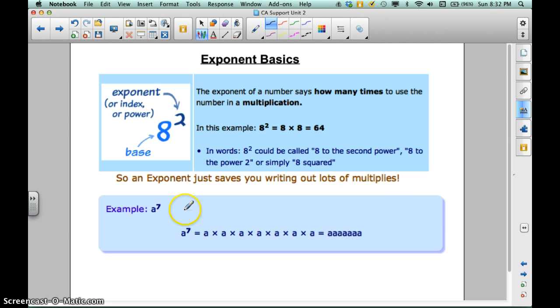For instance, a to the power of 7. It doesn't matter that there's a variable, a letter, as the base. It still means that you're multiplying that thing by itself 7 times. So it's a times a times a times a times a times a times a, and there are 7 of those. And you know that when we multiply variables, we often don't write the times symbol in between them. We just write them next to each other.